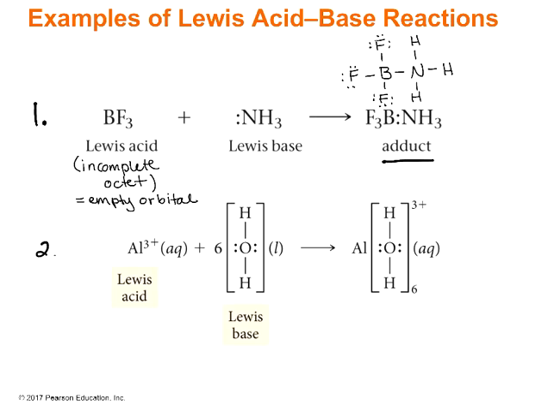Our second example involves the aluminum ion, which we said was a small, highly charged metal, so it can act as an acid. We've actually seen this example before. Previously we saw that this small aluminum ion can form a hydrate by bonding to 6 water molecules. Those water molecules are going to act as the Lewis base because they have lone pairs.